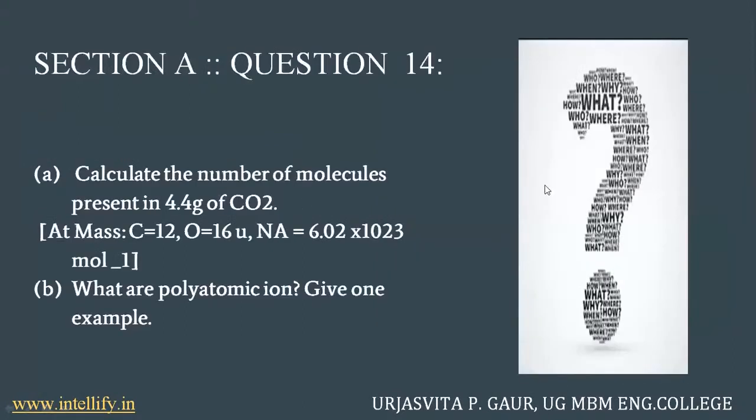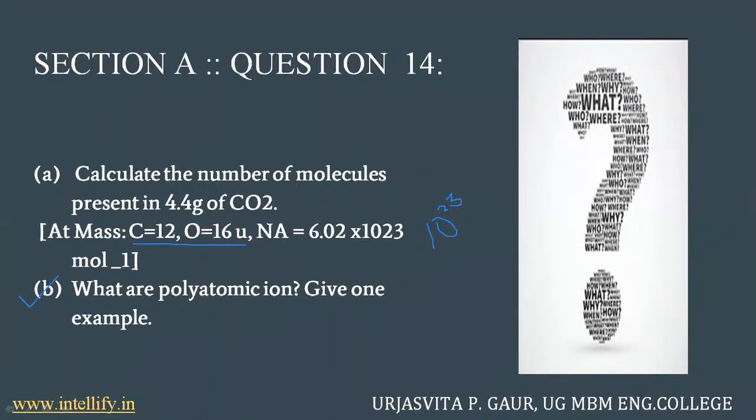The next question says again, calculate the number of molecules present in 4.4 grams of CO2, where the atomic mass of C is equal to 12 and O is equal to 16 atomic mass units. And then you have the Avogadro number, that is 6.02 into 10 raised to the power 23. This is 23 right here, guys. This is supposed to be written as 10 to the power 23. And these are the atomic masses of carbon and oxygen. And then finally, the B part says what are polyatomic ions, and give one example.